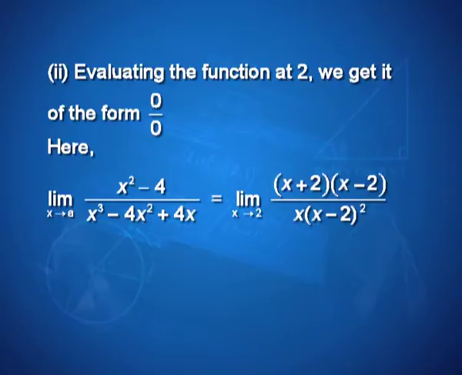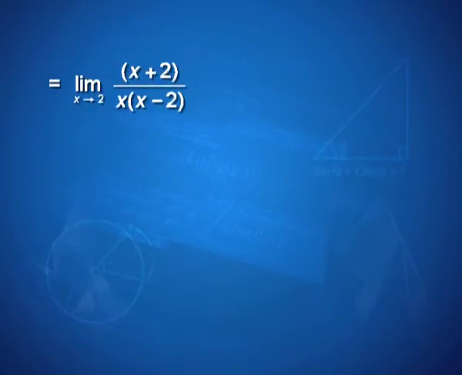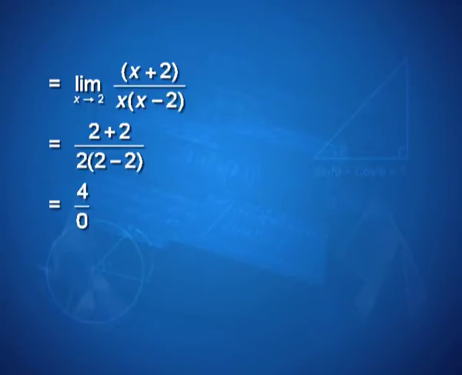Yes, x minus 2 can be cancelled out from numerator and denominator, which reduces to limit x plus 2 upon x into x minus 2 as x tends to 2, that is equal to 2 plus 2 upon 2 into 2 minus 2, that gives us 4 upon 0, which is not defined.